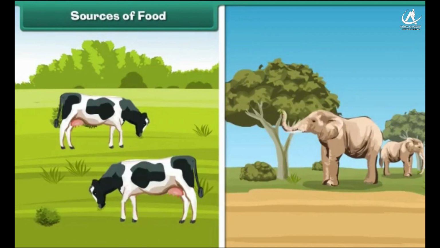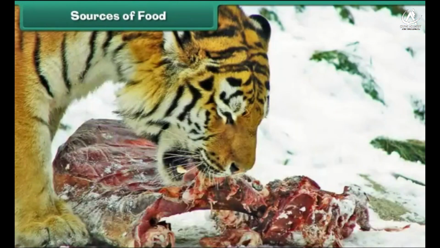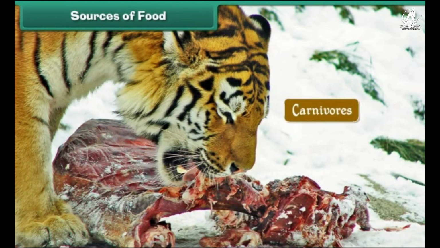Sources of food. Some animals get their food from plants. They are called herbivorous. Cows and elephants are examples of herbivores. Some animals kill and eat other animals for survival. They are called carnivorous. Tigers are examples of carnivorous.